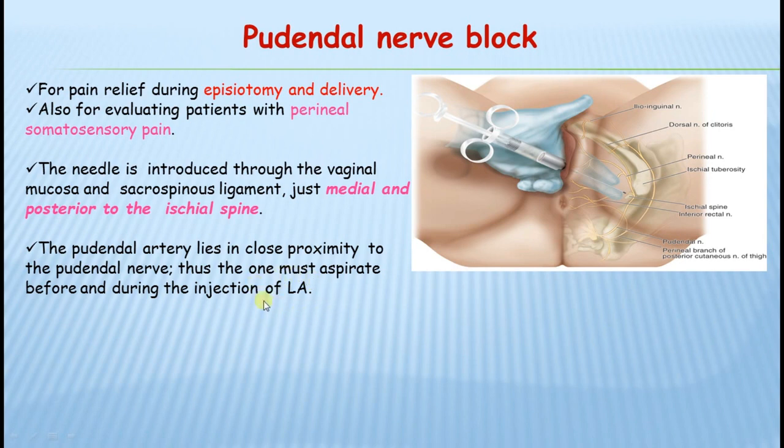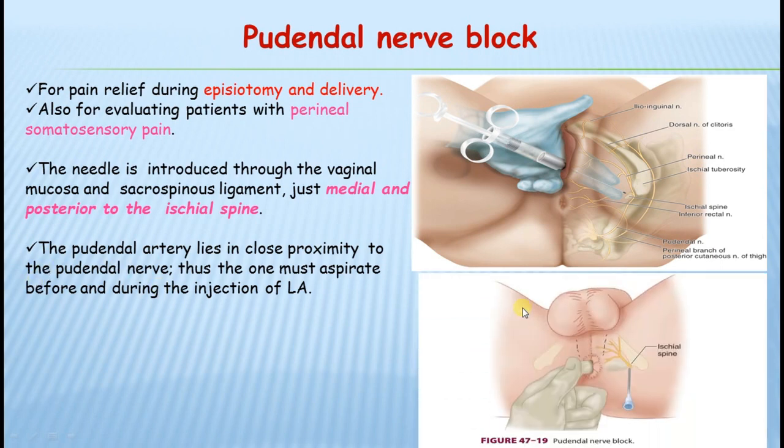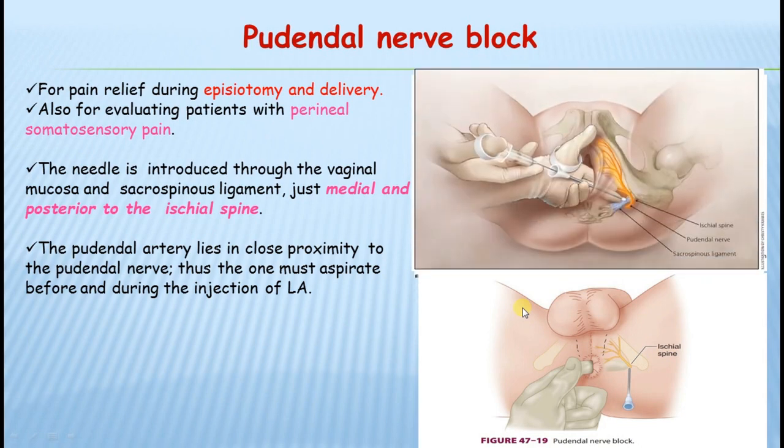Okay, so that is one of the guidelines which you have to follow while giving a pudendal nerve block, because of the close proximity of the pudendal artery, which lies in a very close relationship to the pudendal nerve. So during the injection one must aspirate, and also before that care should be taken.